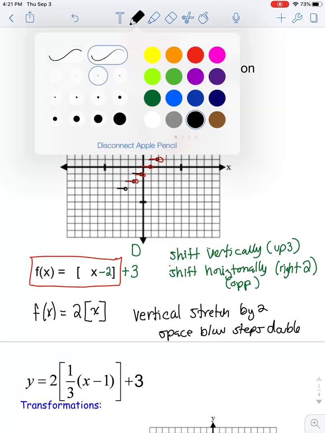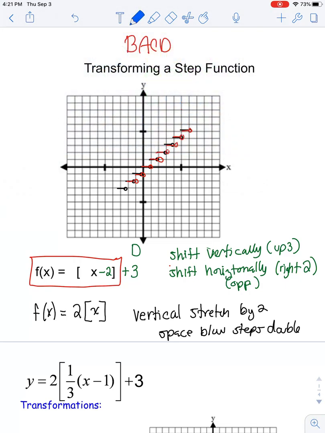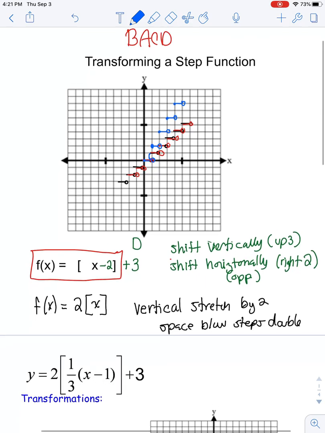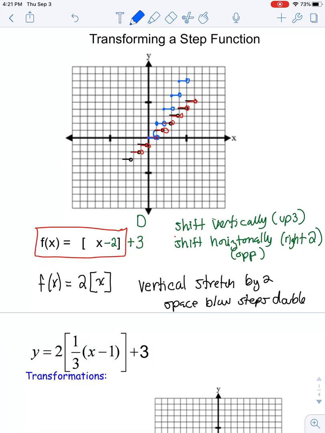If we look at the original graph, we can see that there is one space in between each step. If I were to multiply the function by 2, then here would be my first step, nothing changes, but my second step would be 2 units above it. And then my third step would be 2 units above that, 2 units above that, 2 units above that, and it's stretching out the entire graph. So it's really about spacing it out differently.